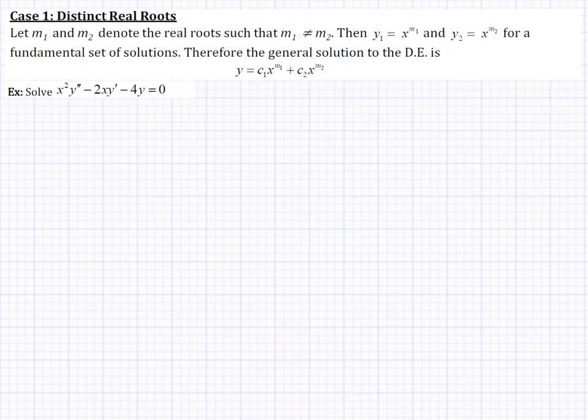So we break it down into 3 cases. Case 1, m has 2 distinct roots. When you solve a quadratic, you can get 2 distinct real roots. So m1 and m2 are real numbers. They're not equal to each other. So that means y equals x to the m1 is one solution, and y equals x to the m2 is a totally different solution. Those solutions would be linearly independent. We could check that by looking at the Wronskian. I believe we did do that in the first lesson of this unit. So they form a fundamental set, and therefore the general solution should just be c1 x to the m1 plus c2 x to the m2. Pretty simple.